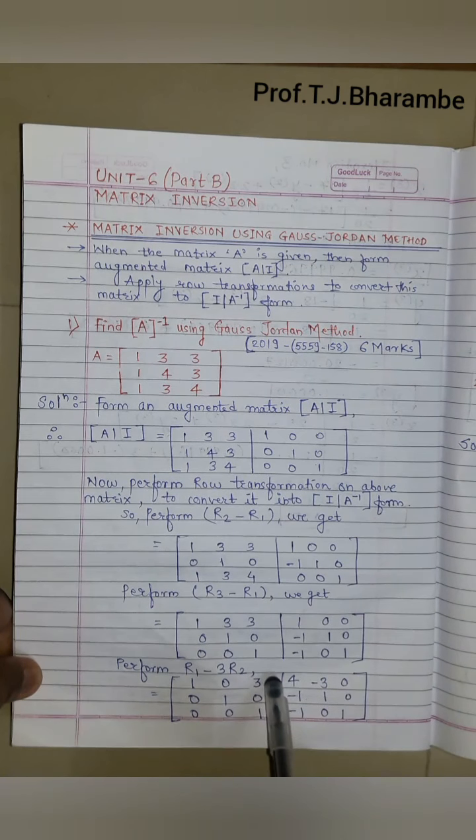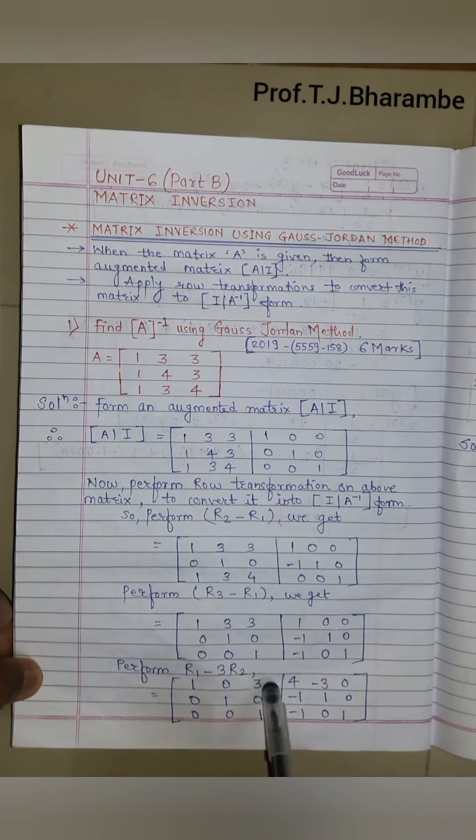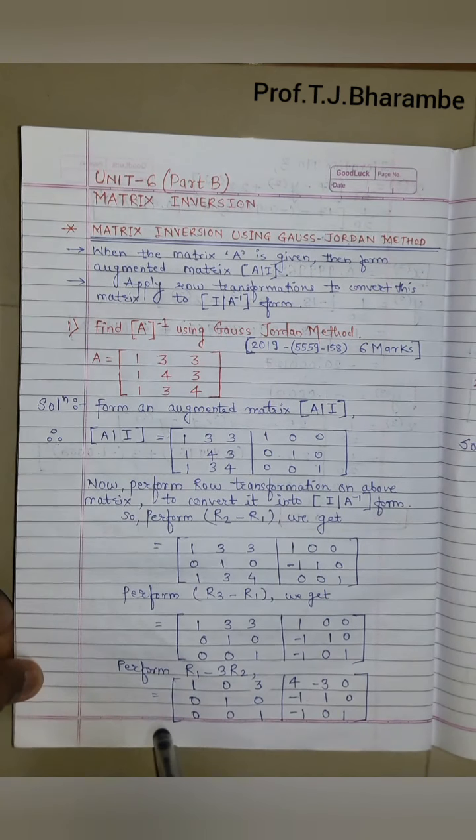These are 0 and 3. So this particular element is already 0, so no need to convert it, but we have to make this 3 as 0. So we have to perform R1 minus 3R3. So see on the next page.